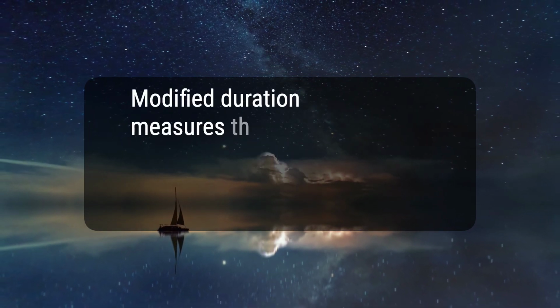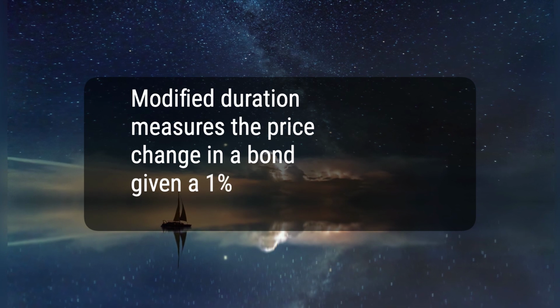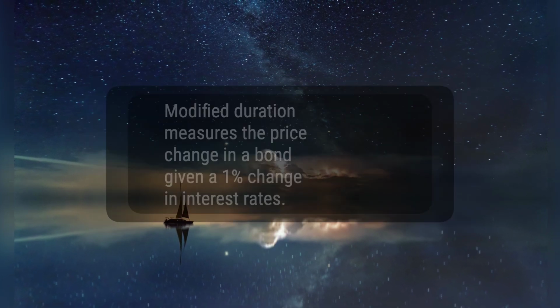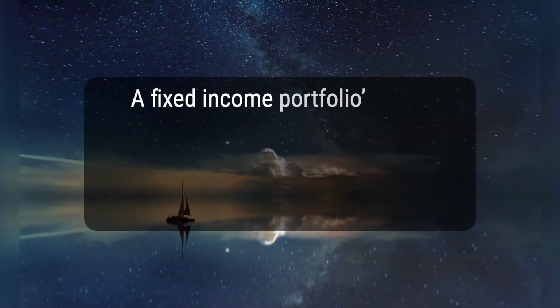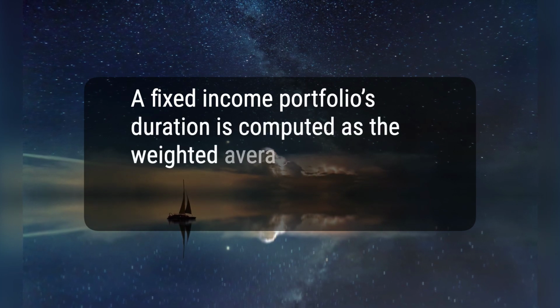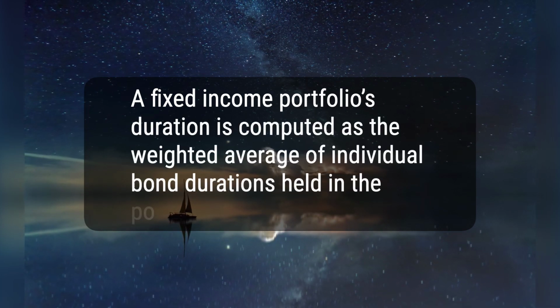4. Modified duration measures the price change in a bond given a 1% change in interest rates. 5. A fixed income portfolio's duration is computed as the weighted average of individual bond durations held in the portfolio.